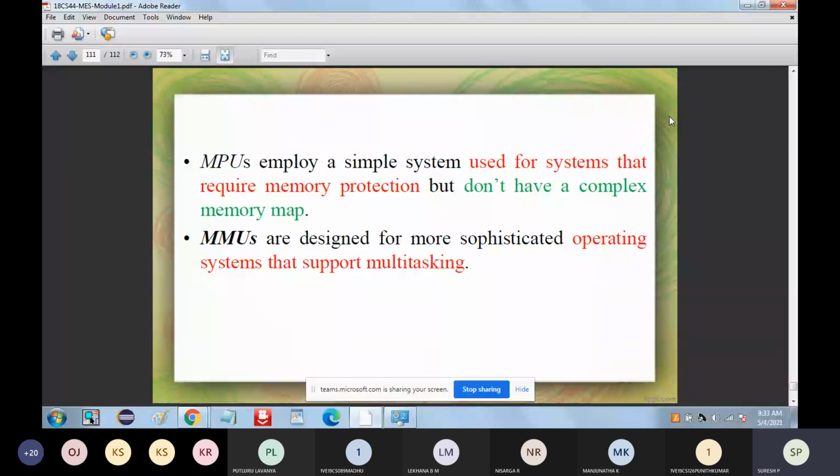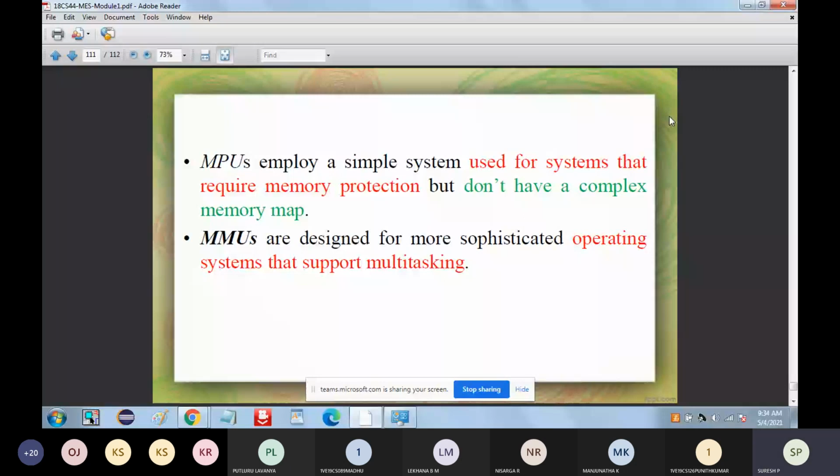Okay. So the memory management unit is designed for more sophisticated operating systems that support multitasking. So your MMUs are used when you want more events to occur, and where your embedded system should have more multitasking. So when you have an embedded system, any hardware, if it has to run, who is acting as an interface between the user and the hardware? Your operating system.